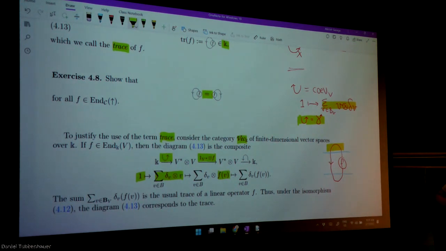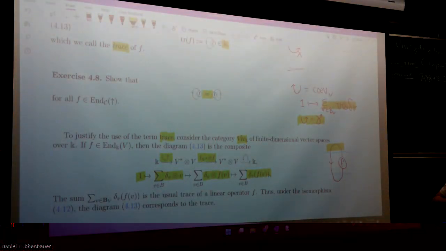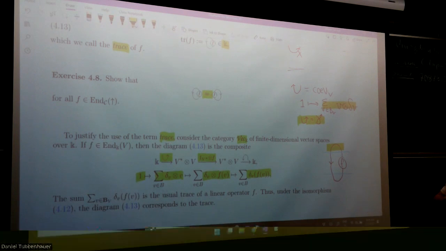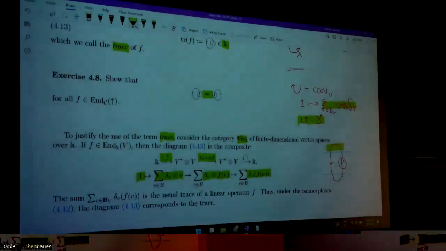Again, that's evaluation, which we defined before, right? So it's exactly evaluation. We just take this dual element and we evaluate on F of B, and then we get this sum. But if you think about it, that's exactly the usual trace of a linear operator, right? You take a basis, you apply F to all your basis elements, and then you take the components in those same basis elements and you add them all up.